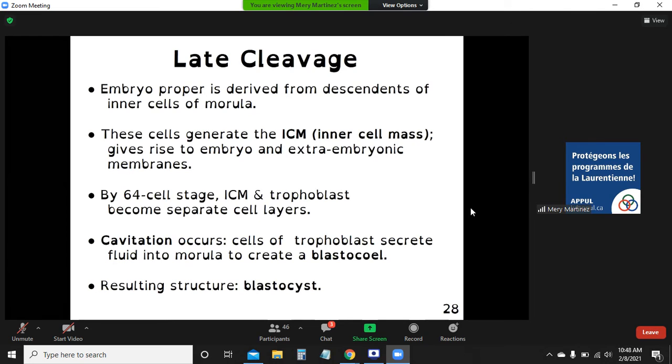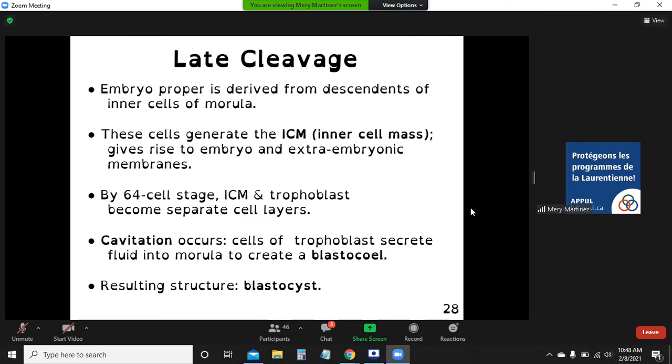Once the embryo has reached the 64-cell stage, the trophoblast becomes a separate cell layer, neither contributing to the inner cell mass nor any other group. The distinction between the inner cell mass, made up of pluripotent cells, and the trophoblast is the first differentiation in mammalian development. We haven't seen this in birds, right? So this is what really separates them.